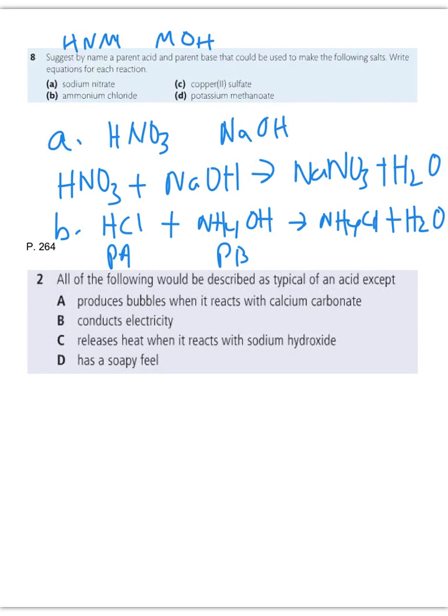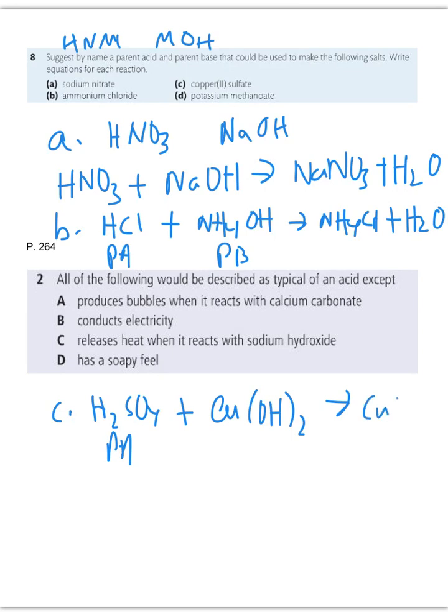So if I go down to C, I've got copper 2 sulfate. So my acid's going to be H2SO4. There's my parent acid. My parent base is going to be Cu(OH)2. And when I combine them, I'm going to get CuSO4, the copper sulfate that they said, and I'm going to get H2O. And this time I'm going to have to do some balancing because I had H2SO4 and OH, so I'm going to have a 2 here. And then I believe my equation is balanced at that point.